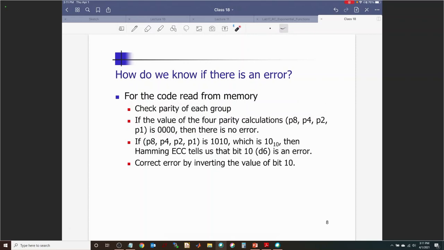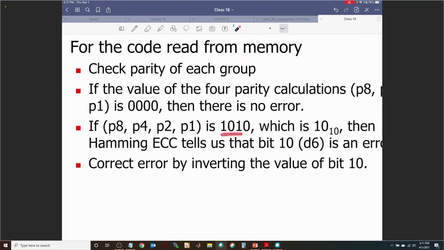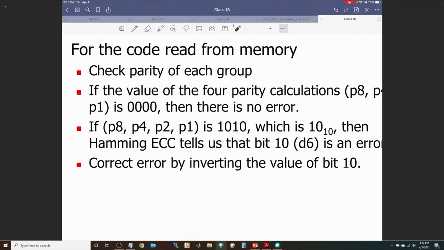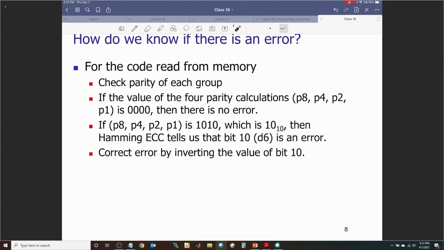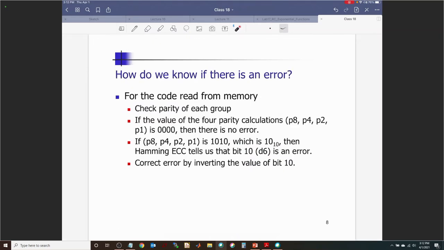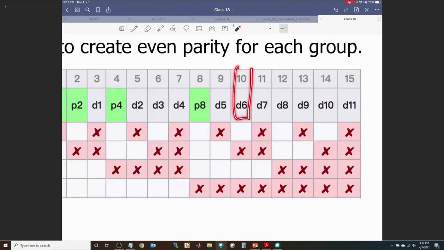However, when you read the code word back and calculate the parity bits again, P8, P4, P2, and P1, and if that for some reason comes out to be 1, 0, 1, 0, right? So in this case, P8 is 1, P4 is 0, P2 is 1, P1 is 0, which is 10 in decimal, then the Hamming error correction code tells you that bit number 10, which is D6, is in error. You can see bit position 10 is where we are storing the 6th data bit.